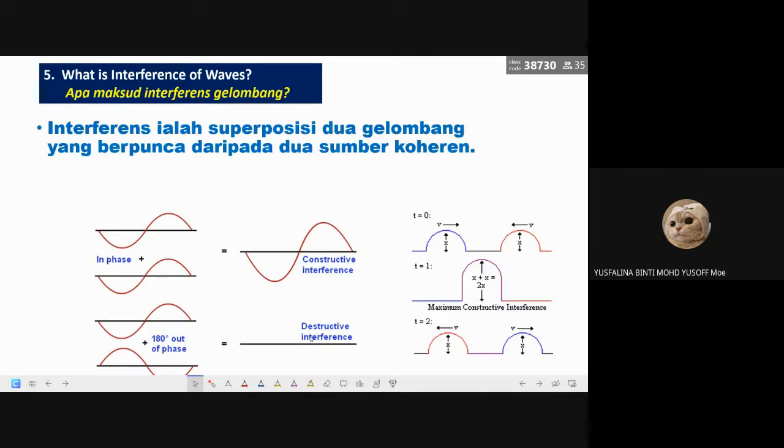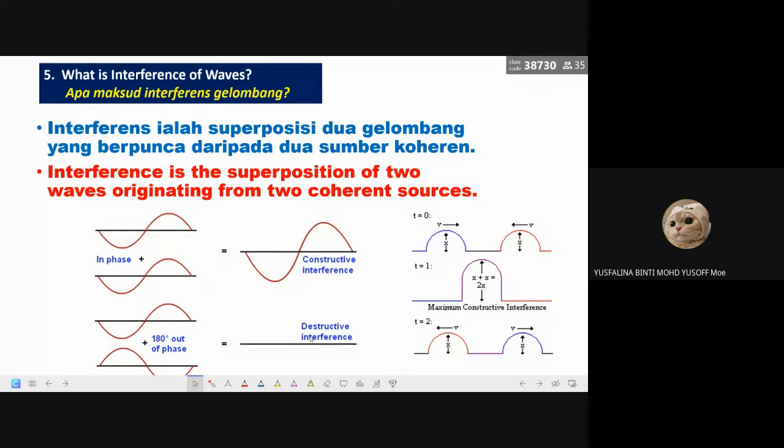So what is the interference of waves? Interference of waves is the superposition of two waves originating from two coherent sources. So it means the superposition of two waves. Let's say I have these two waves, then they will overlap or combine with each other and produce interference. So interference is the superposition of two waves originating from two coherent sources.